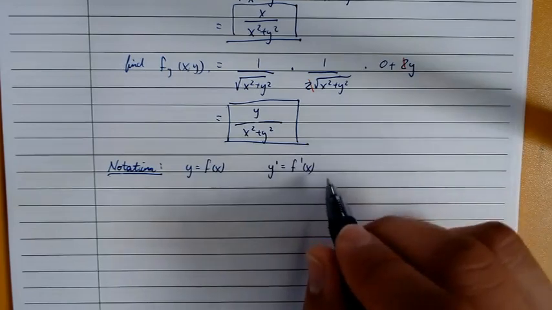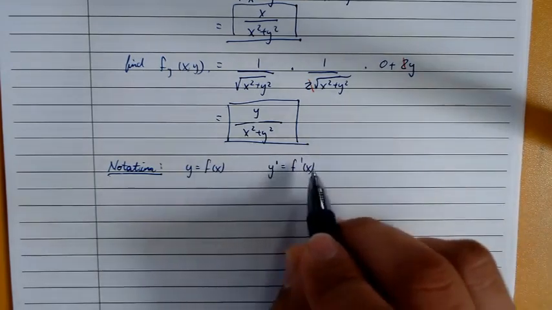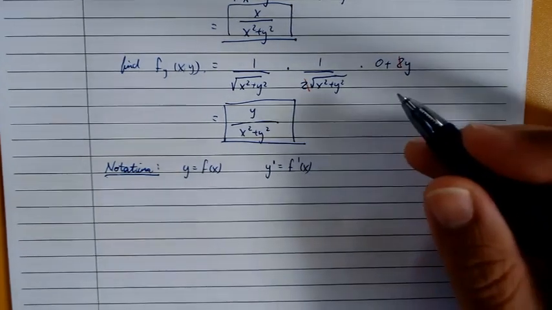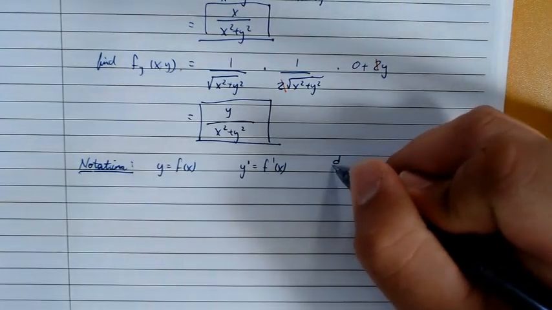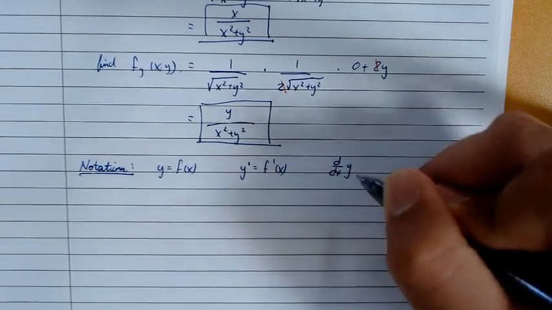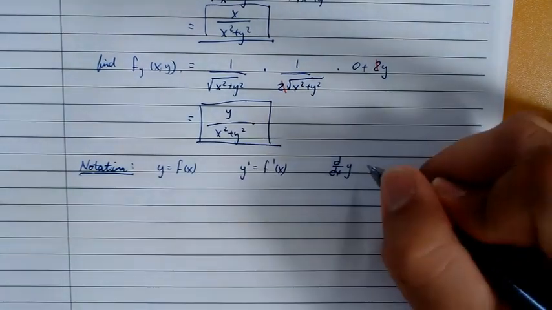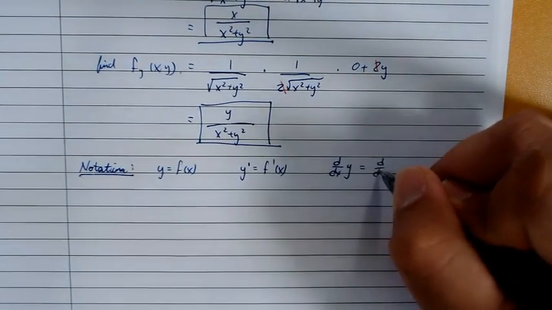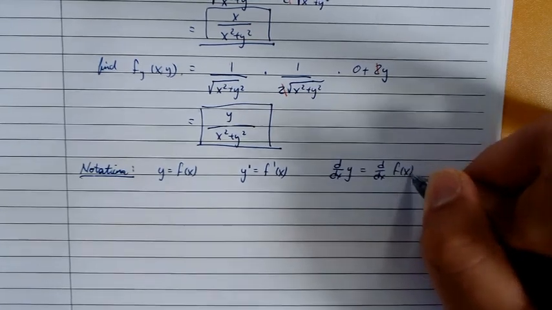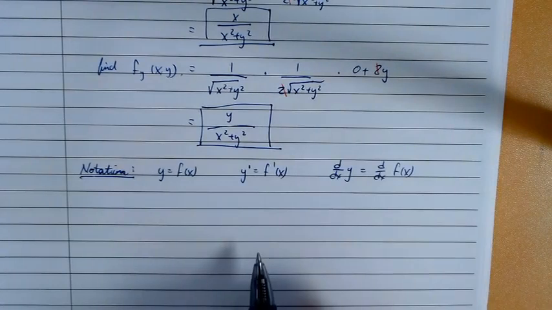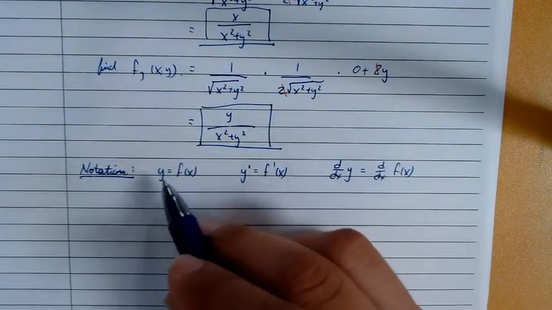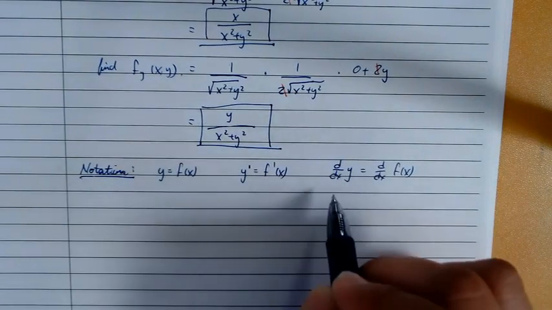Now, of course, that was not the only notation. Newtonian notation was not the only one available in Cal 1. We also had Leibniz notation, which is d dx of y, or dy dx. And that would be d dx of f of x. So you can either say dy dx or df dx. And if this is our function, then these are our derivatives.